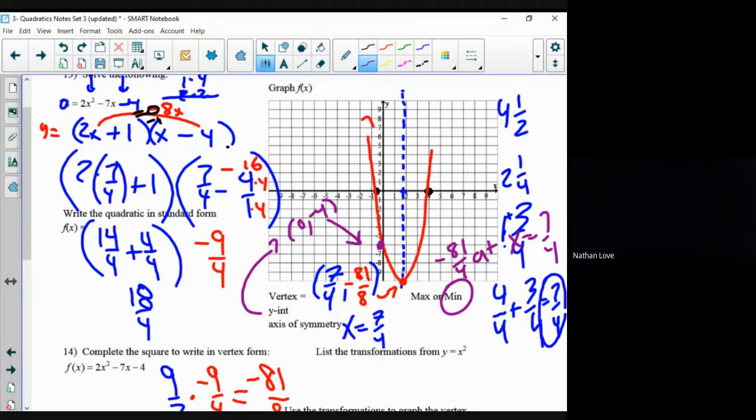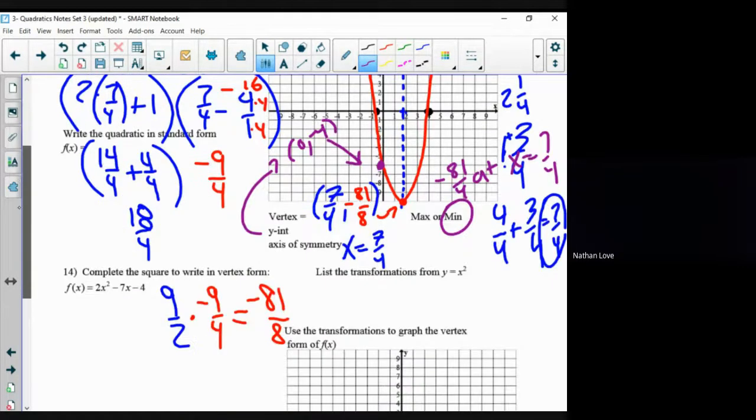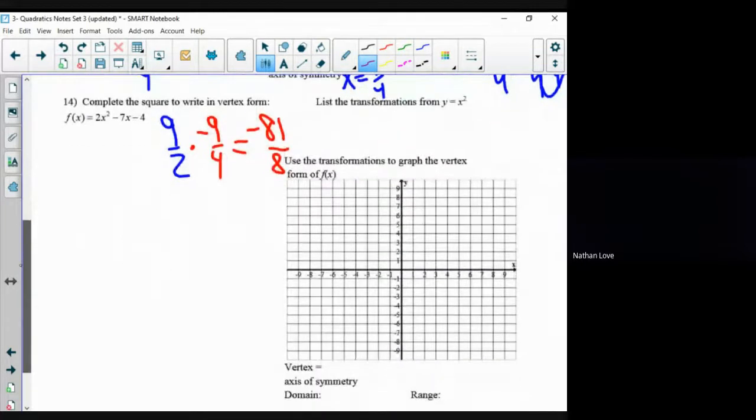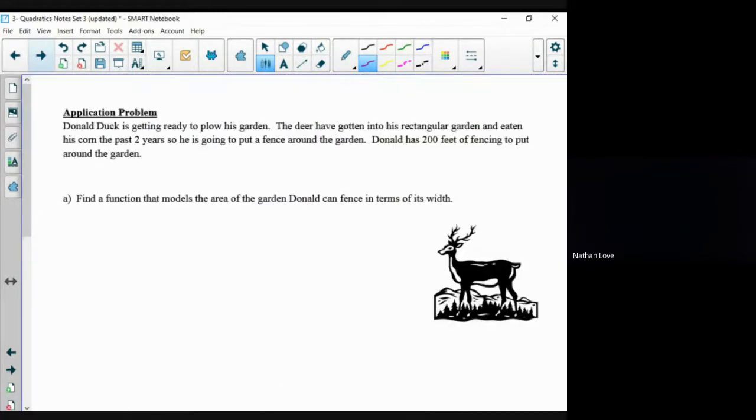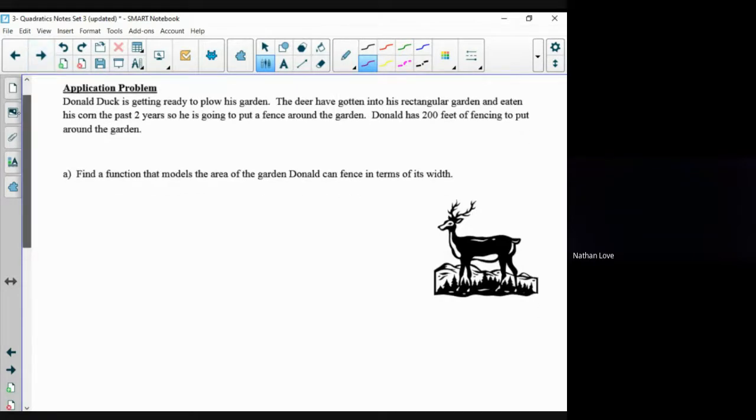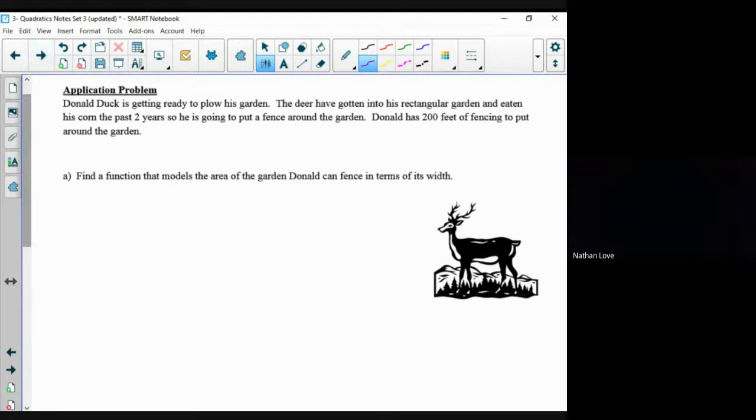Ready to complete the square? Actually, let me do this instead. Let's skip number 14, and I want to go to the Donald Duck problem. I've got to do at least one word problem, right? No, you don't. Oh, actually, yeah, I do. It's on the test, so we'll make sure we can do it.